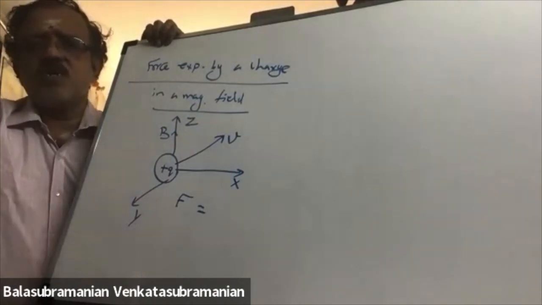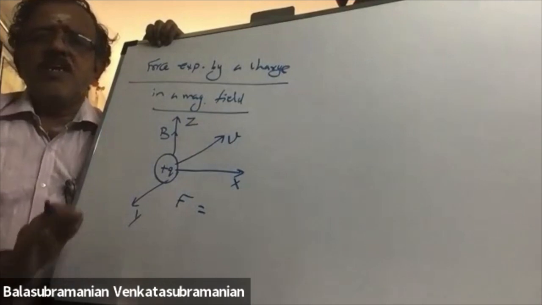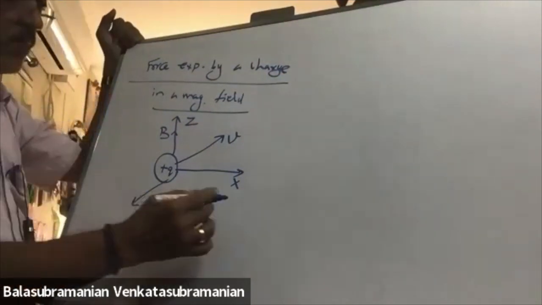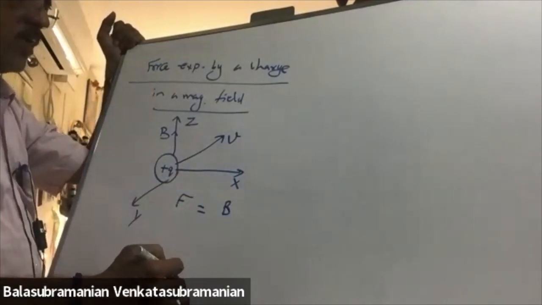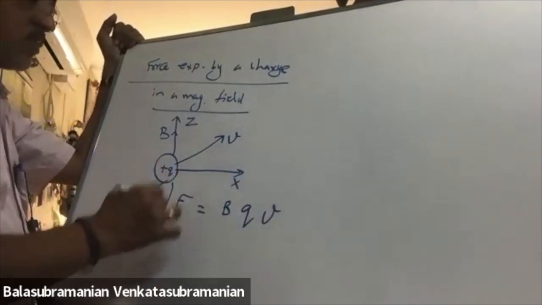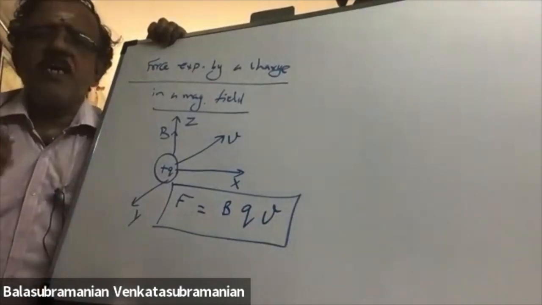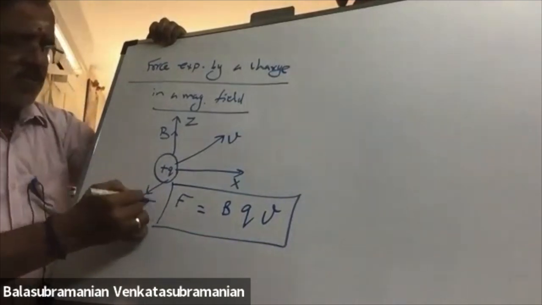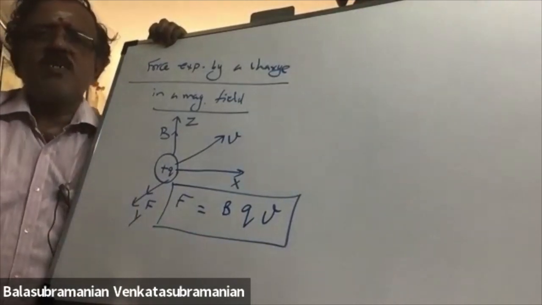Then the force, for your level, we need not explain the theta value here. General formula alone I am going to write here. It is the product of three things: magnetic induction, charge, and velocity. F is equal to BQV. The direction of force depends upon the rule, Fleming's left-hand rule. We will discuss about it.